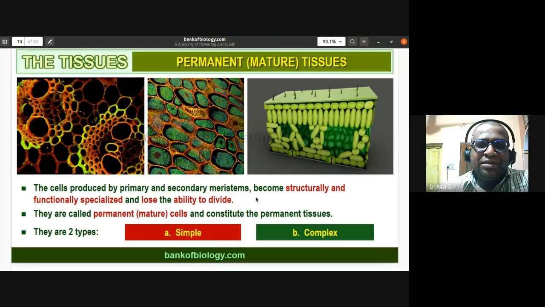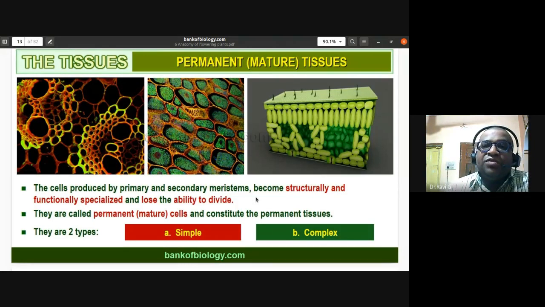So I discussed already that plant tissues are of two types: the meristematic tissue, which has the ability to undergo cell division, and the permanent tissues. Many times I was using the term mature tissues.